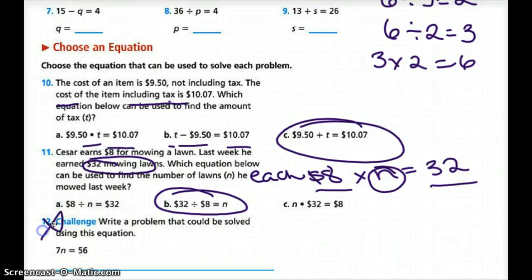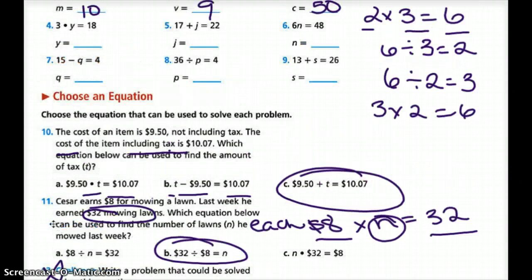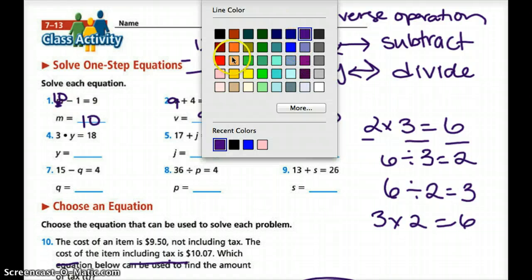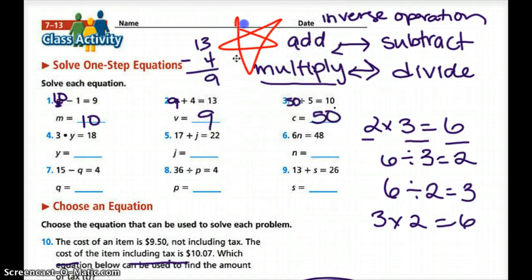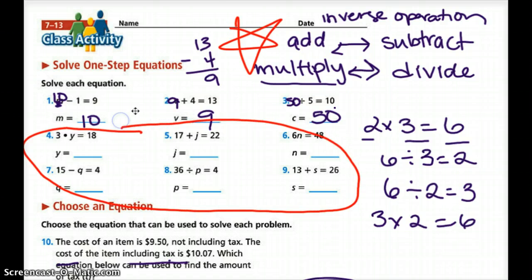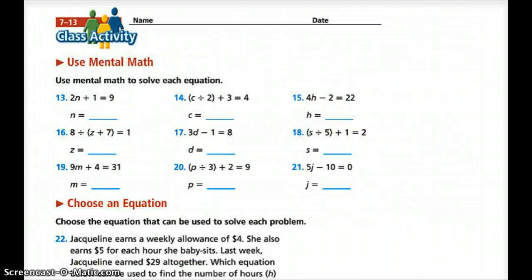Alright, and we're going to skip number 12. So you need to raise your hand. You need to receive a star for numbers 4 through 9, which should already be completed. And then we're moving on to page 316. This time you are going to have a couple steps. You're still going to try and figure out what the missing letter is, but you're going to have to do more than one step.